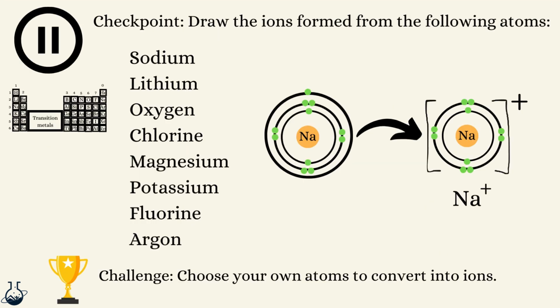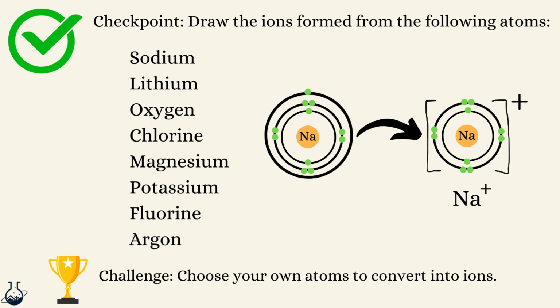Pause the video here and use what you've just learnt to draw the ions formed for the following atoms. If you finish, try the challenge. If you need to see the example again, it's on the screen, or replay the video. Use a periodic table to help you. Let's mark our work. Marking pens ready, everyone?